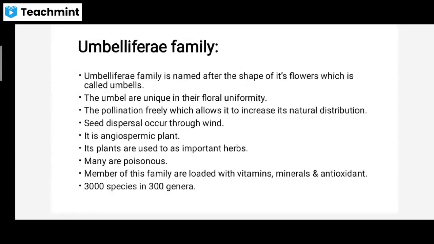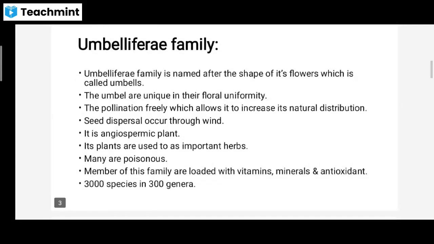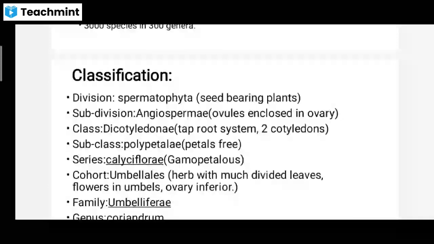It is angiospermic plant. The plant is used as important herb. Many are poisonous. Members of the family are loaded with vitamins, minerals and antioxidants. It has 3000 species and 300 to 400 genera. Next is classification.